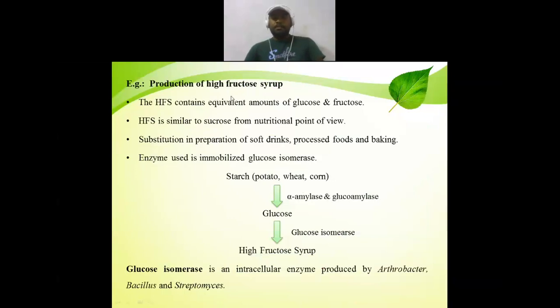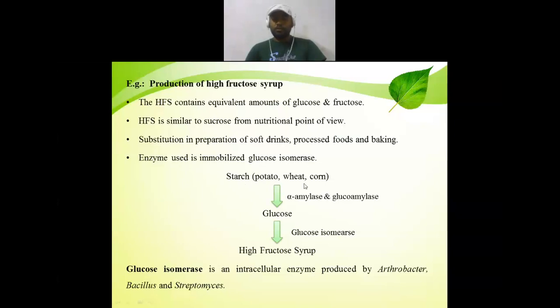The example is the production of high fructose syrup. High fructose syrup contains equivalent amounts of glucose and fructose. This high fructose syrup is similar to sucrose from the nutritional point of view. It is a substitute in the preparation of soft drinks and processed foods such as baking. The enzyme used in this is glucose isomerase.